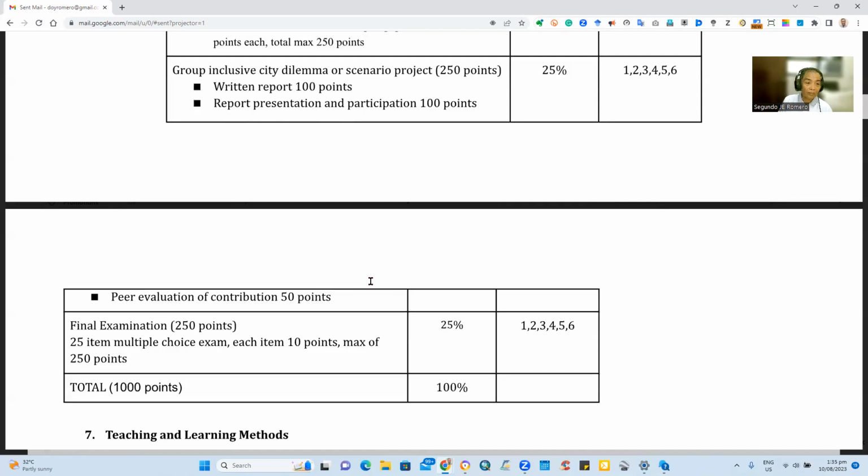Finally, there is a final examination worth 250 points. And these are 25 multiple choice exam items. Each item will be worth 10 points, and you can earn a maximum of 250 points. So if you read the materials, if you listen to the discussions, you should be able to answer the multiple choice exam questions easily. So that gives us 1,000 points.